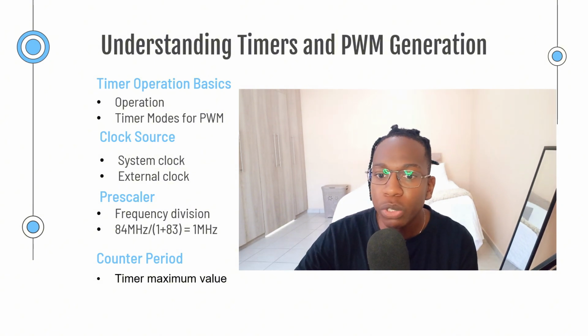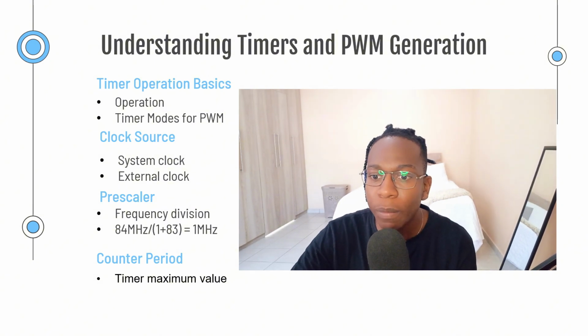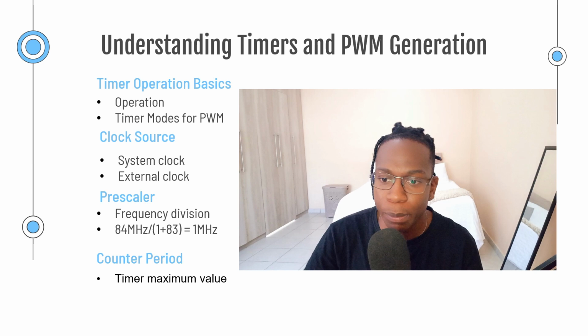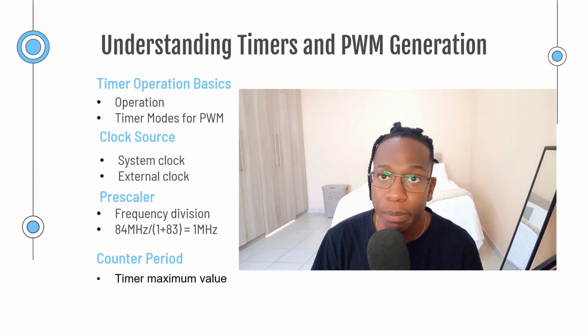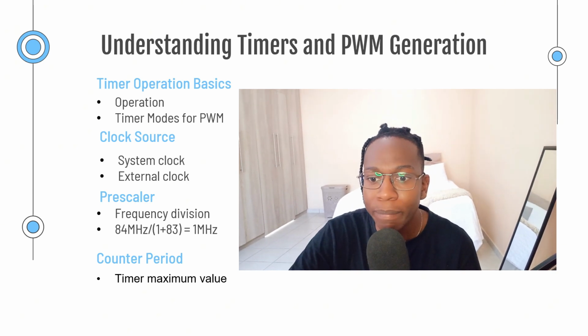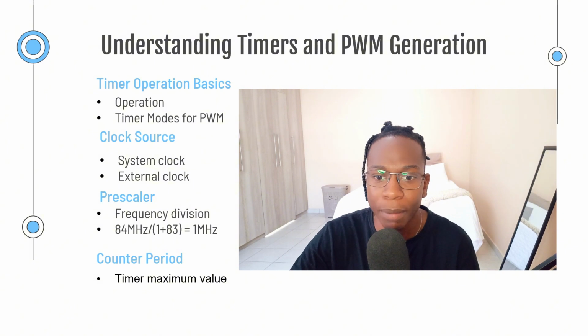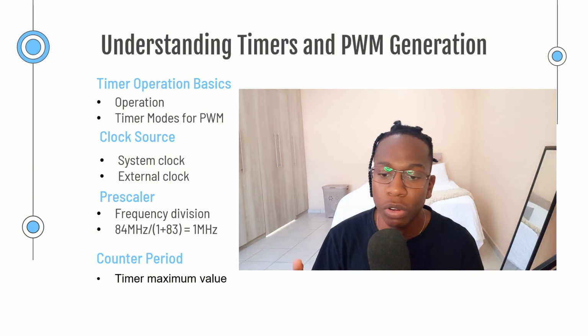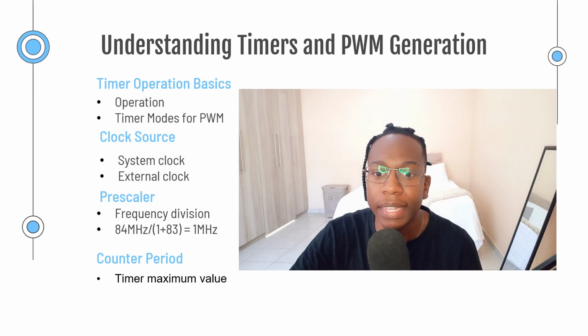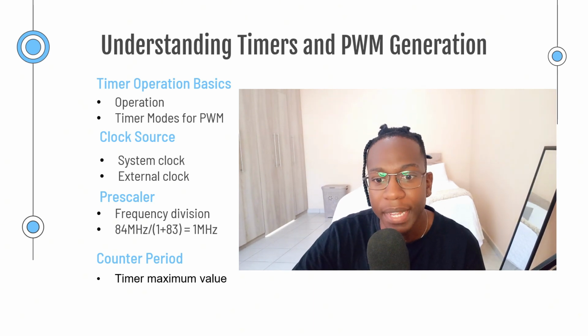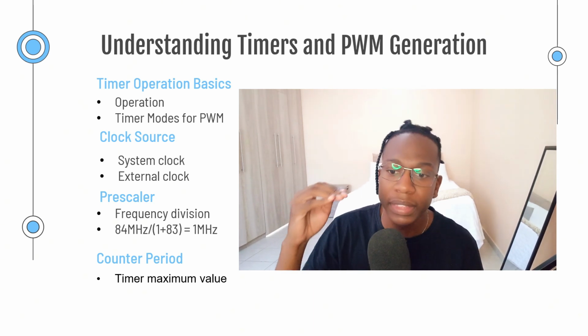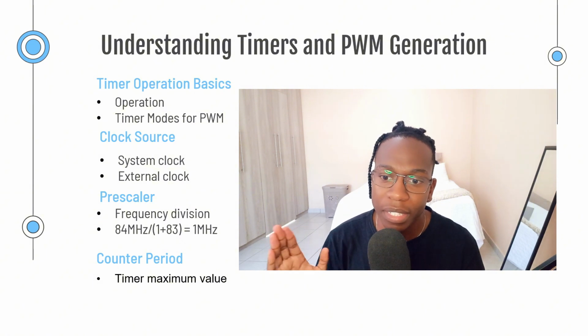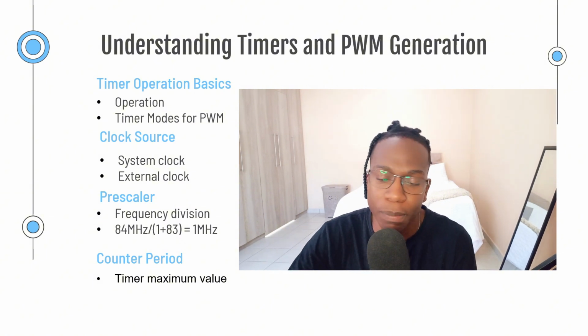When timers are used to generate PWM, they can operate in different modes, like the fast PWM mode or the phase correct PWM mode. The first PWM mode is the one I've been talking about, where the timer counts up to a maximum value before it resets back to 0 or triggers an event. Then the phase correct PWM mode is when the timer counts up and then counts down to create a symmetrical PWM signal, which is much more stable.